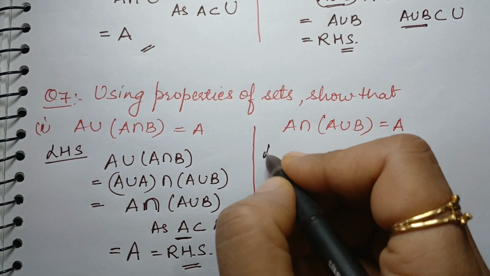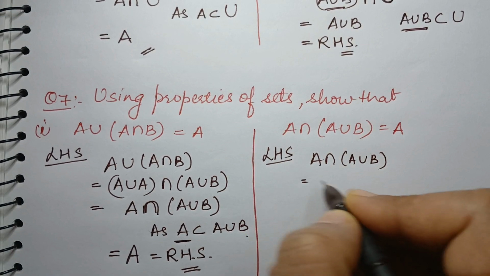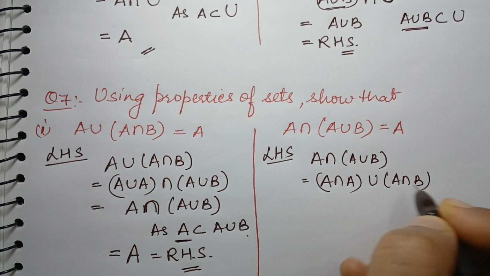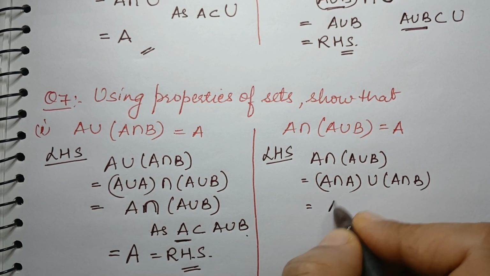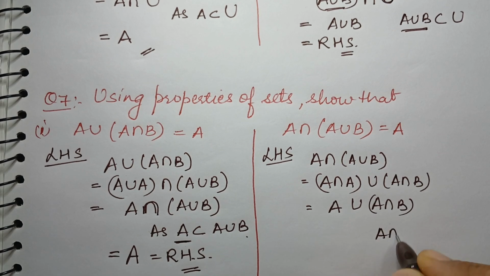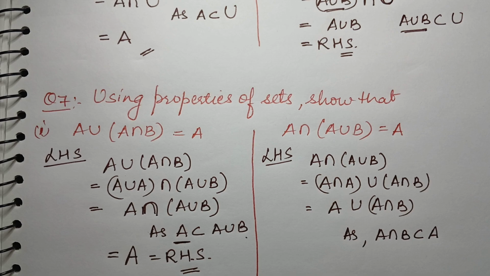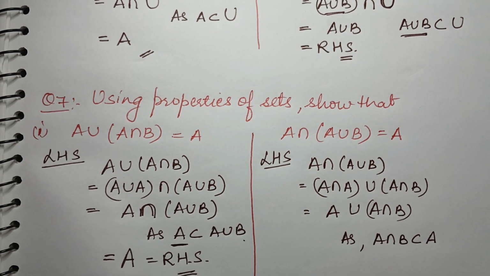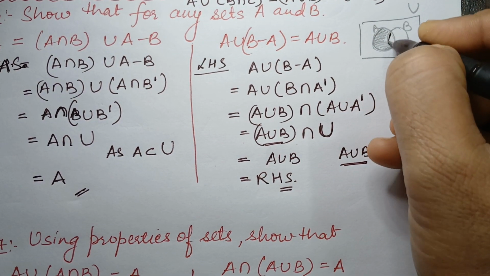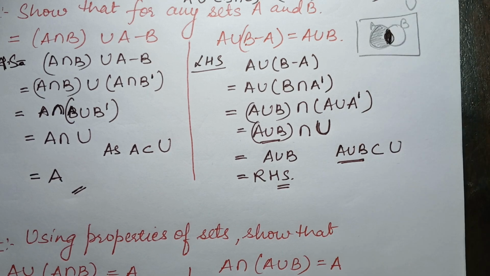Similarly, for this also I will consider the left hand side: A intersection A union B. I can write it as A intersection A union A intersection B, by the distributive law. Now A intersection A is A, so we have A union A intersection B. Now I know that A intersection B is contained in A. How? We can see with the help of this Venn diagram. A intersection B is this part, right? And this part is there in A. So A intersection B is contained in A.